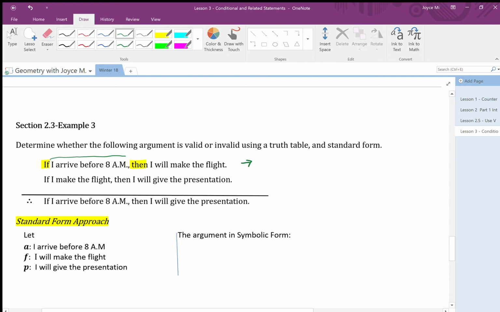We use the notation A to represent that. I will make the flight. We use the notation of F for that. So the first line, the first premise is A implies F.